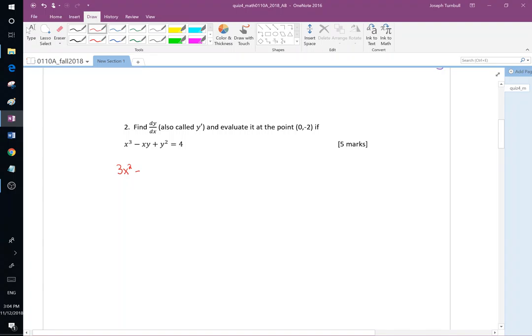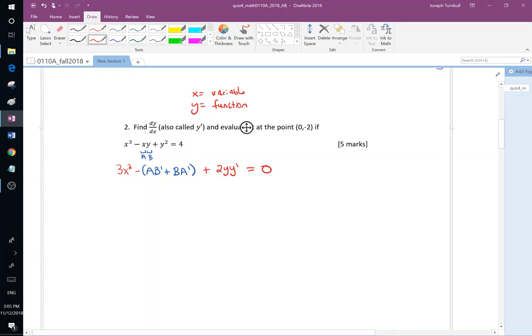The derivative of x times y, well, that's a product rule. That's an a times a b. So that's minus bracket a b prime plus b a prime, plus the derivative of y squared is 2 times y prime. It's an implicit derivative. X equals variable. Y equals function. So this is like having a function to the power of 2, like w to the power of 2. The derivative of w to the power of 2 is 2 times w prime. And then we have equals the derivative of 4. 4 is a constant, so its derivative is 0.